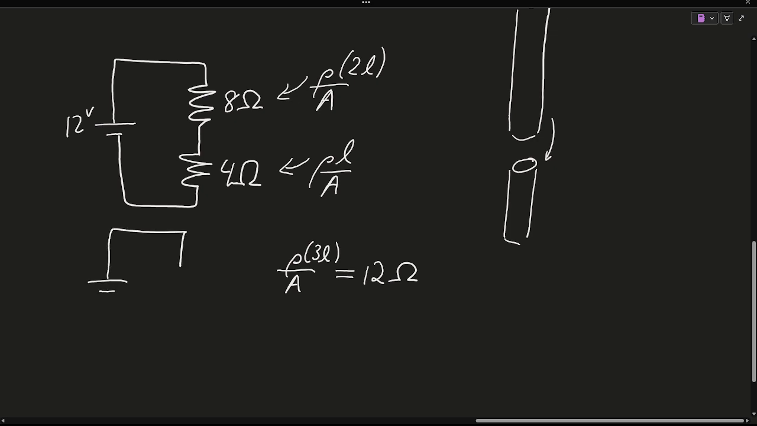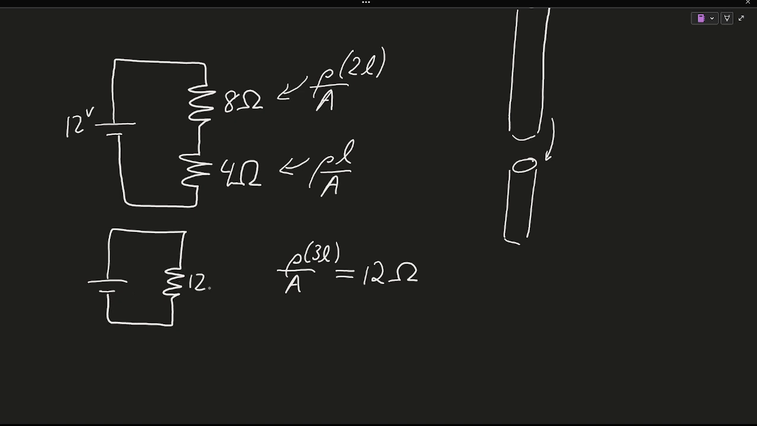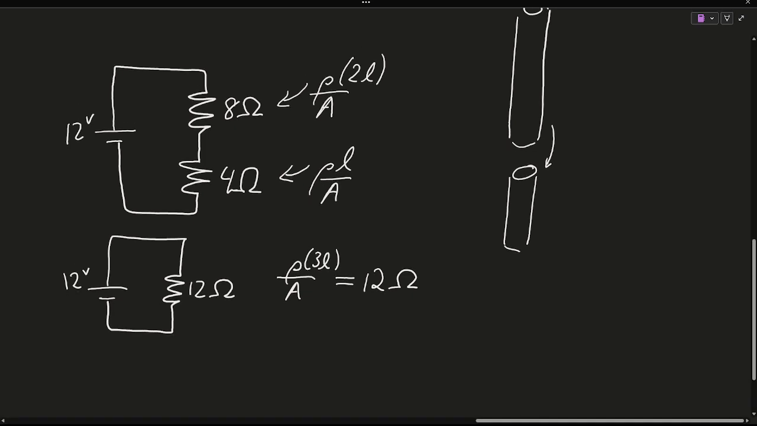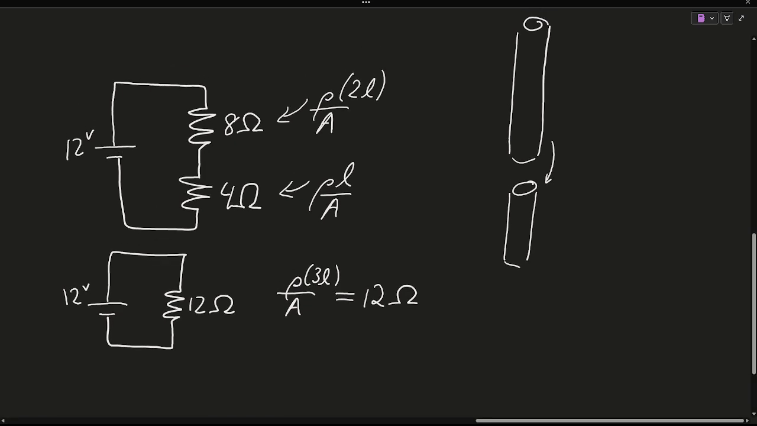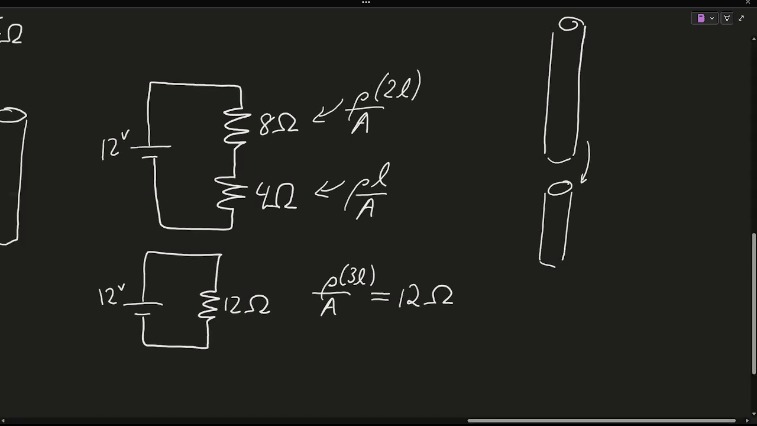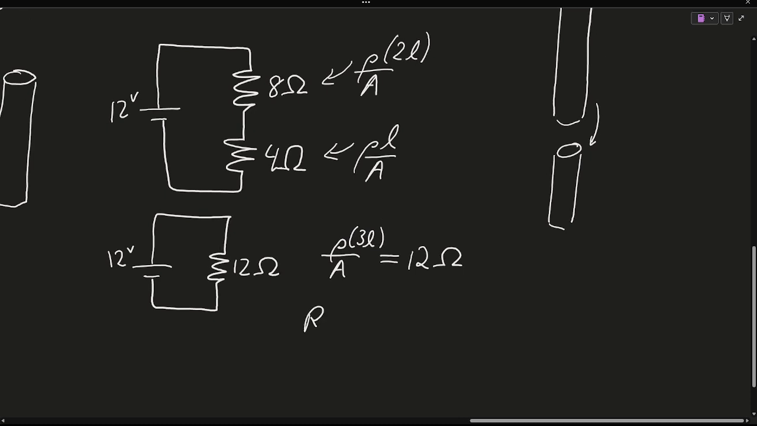So we can redraw this circuit like so. 12 ohms, 12 volts. And you can see why that is now, because if we're effectively adding the length, which makes sense if we're sticking them end to end, then we're just adding the numerators. So we can just add them directly. So that's why you get the formula R equivalent is equal to R1 plus R2 for resistors in series.